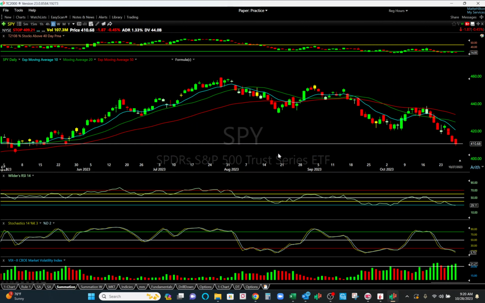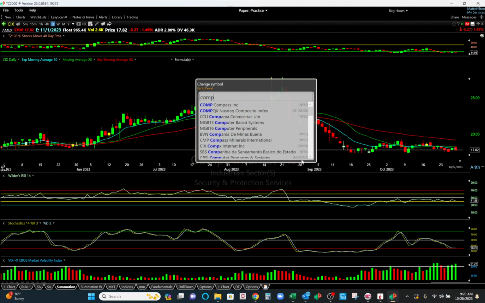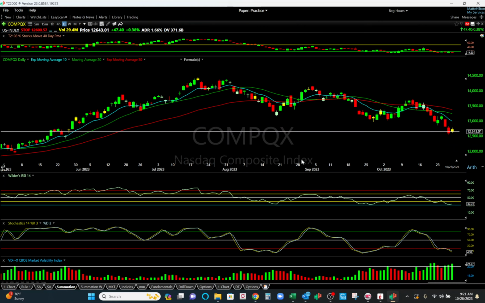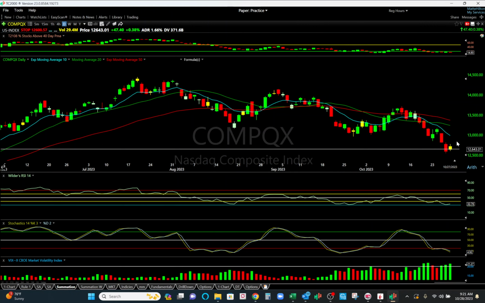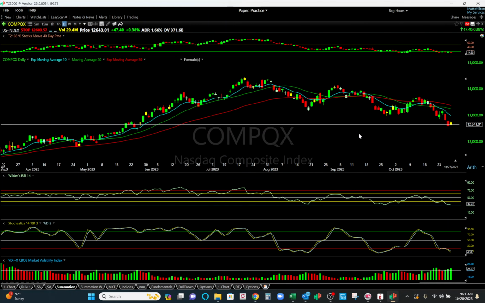Check the NASDAQ on the daily. The wrong symbol. CMPQX. Same thing. We have an update here. This yellow candle means it opened higher, closed lower than the open, but was still positive. So that's not bullish. NASDAQ's in a downtrend. We've got the 20-day moving average below the 50, 10 below the 20, and price below the 10. That's all bearish.